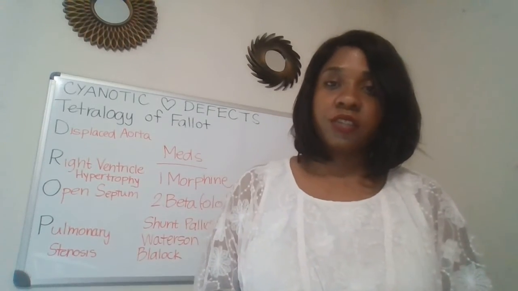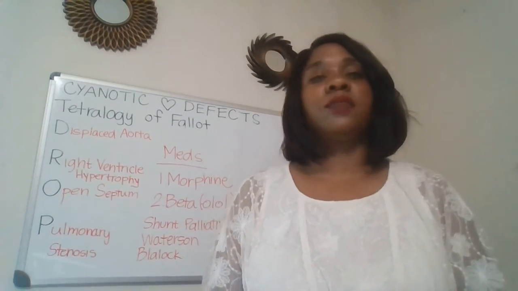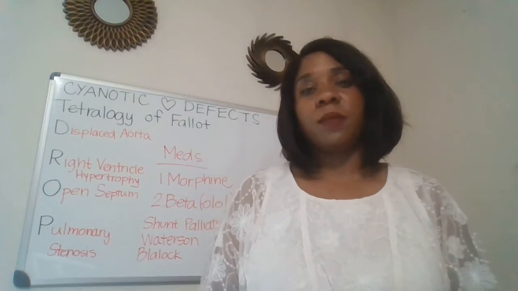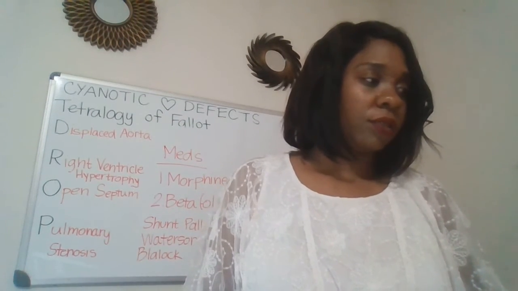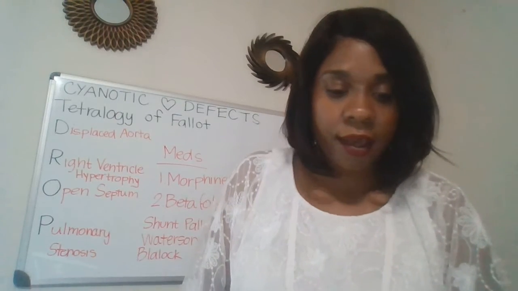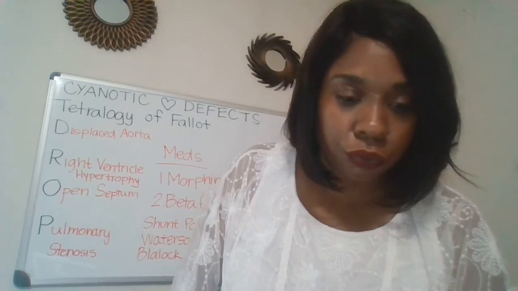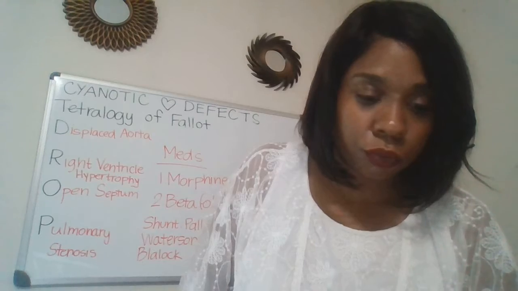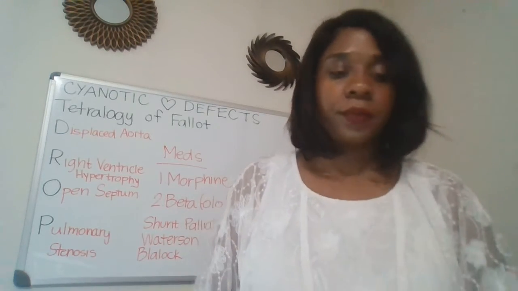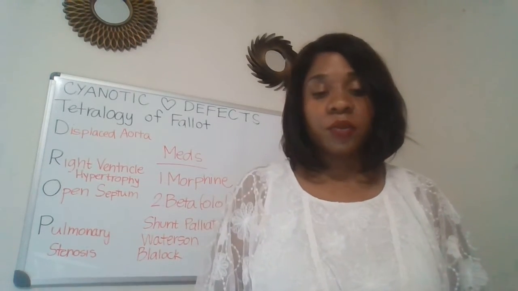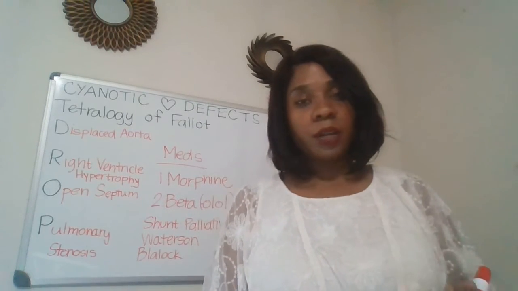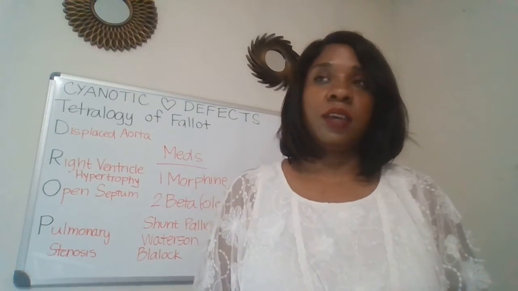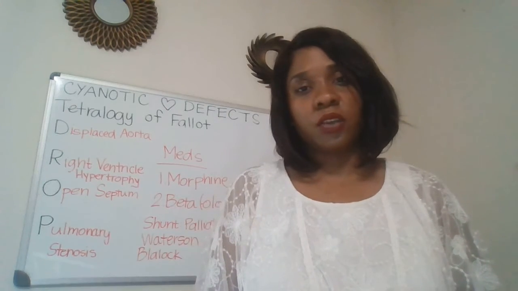The medications used to treat tetralogy of Fallot are morphine and beta blockers. I don't think that she had anything else on those. Okay, the Blalock shunt, remember, is a connection between your subclavian and your pulmonary, and the Waterston is your aorta and your pulmonary.